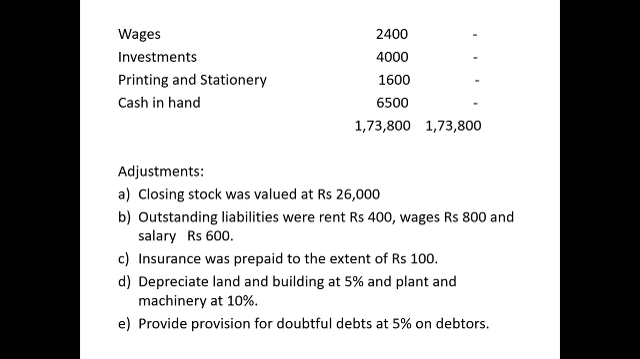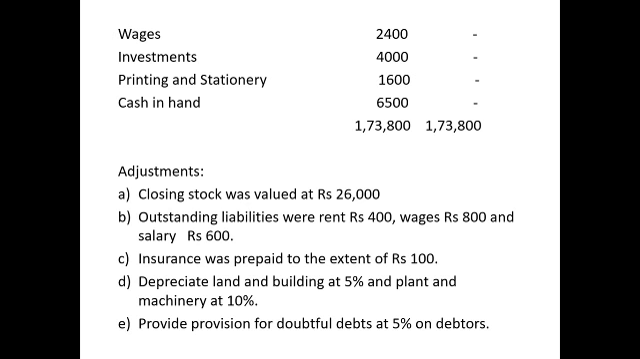Next, depreciation, it is an expense, so debit side of the profit and loss account. We have to apply 5% on land and building and 10% on plant and machinery. Then the depreciation amount again we have to deduct from the respective assets. Last adjustment, provision for doubtful debts, 5% on debtors. Whatever amount you get, we have to deduct from the debtors. The first time it should be added to the bad debts, if existing in the problem.